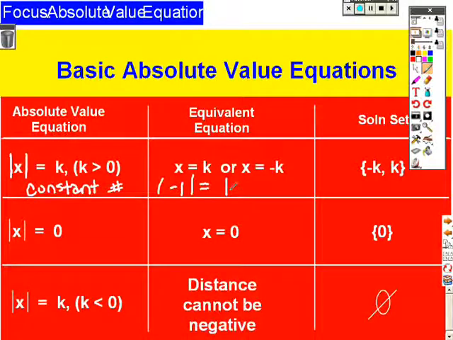On the second type of example, we have absolute value of x equals 0. An equivalent equation to that is x equals 0. The only solution set for absolute value of x equal to 0 is the number 0.